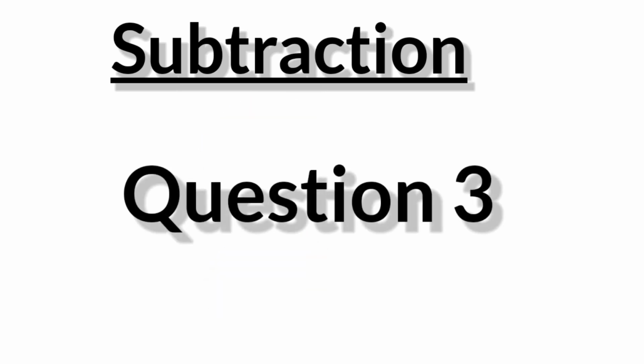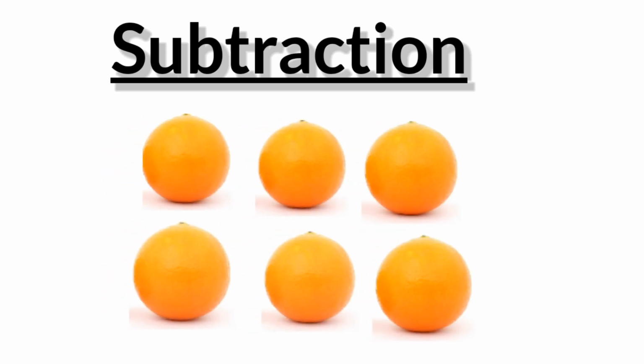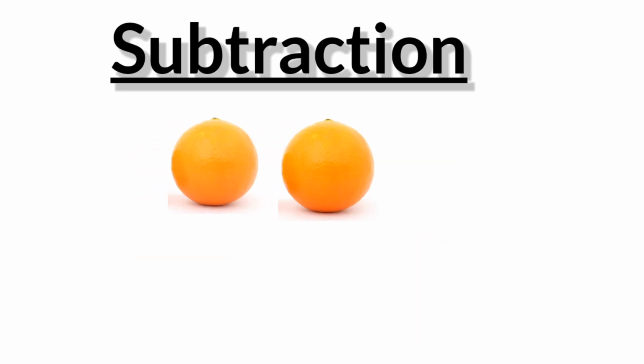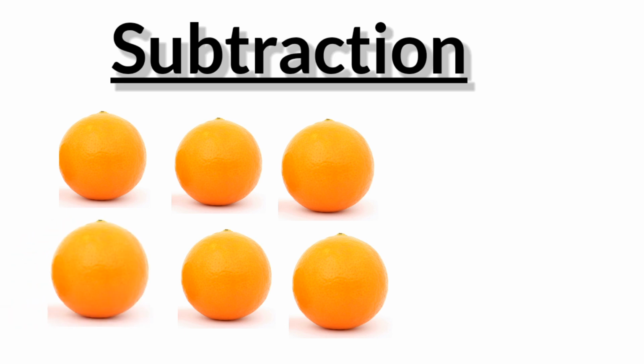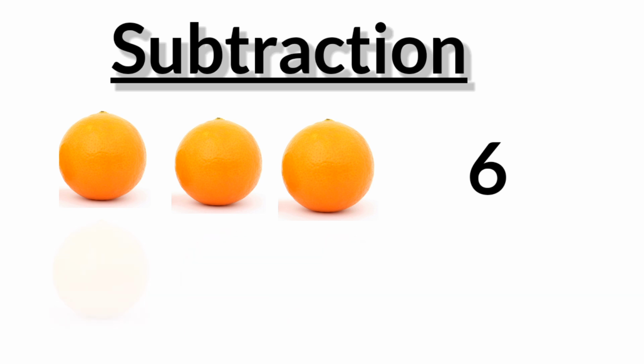Question number 3. We have 6 oranges. Let's start the new question. Number 3 is 1, 2, 3, 4, 5 and 6. We have 6 oranges. We write the digit 6. If 3 oranges are left, we write -3. 6 minus 3 is equal to 3. And also the remaining oranges we have are 3. The correct answer to this question is 3.